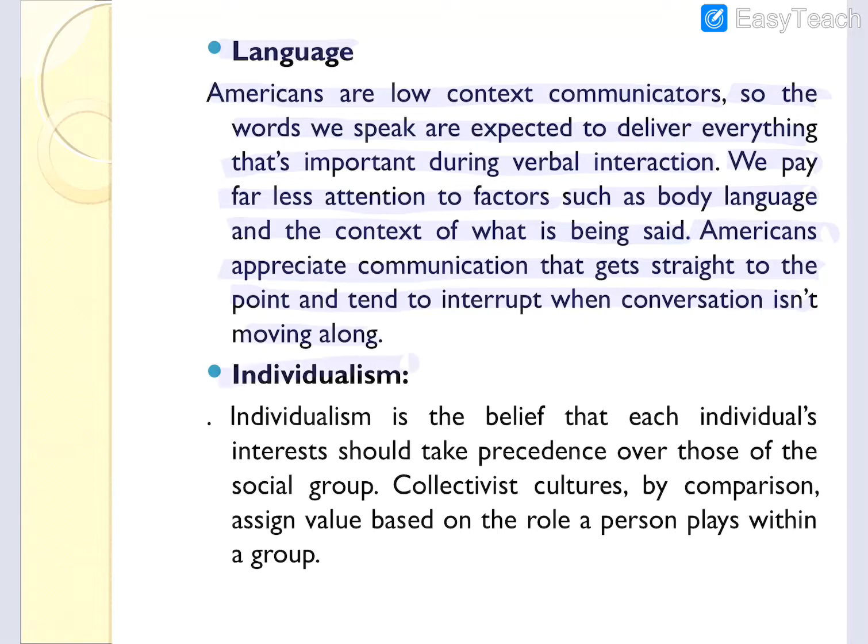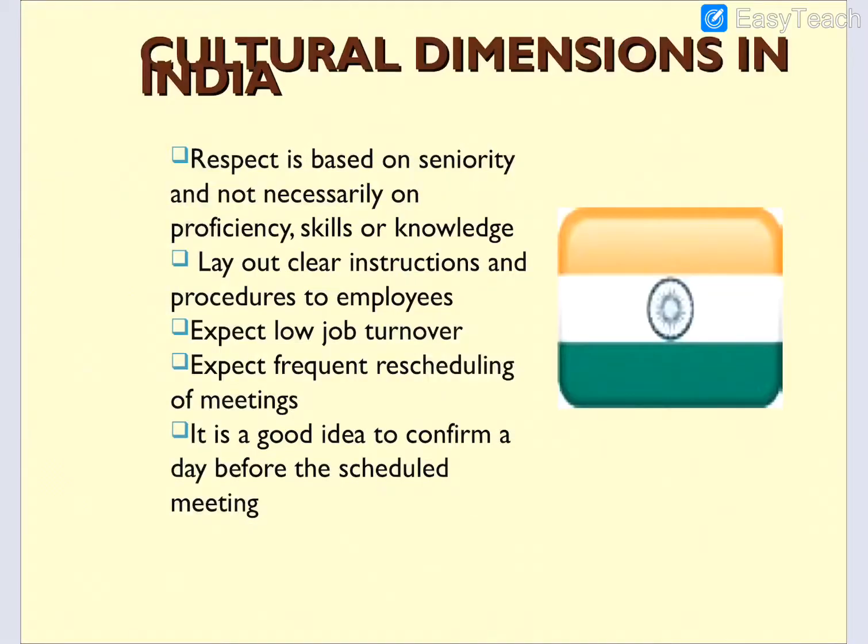So this is language. Then we have individualism. Individualism is the belief that each individual's interest should take precedence over those of social groups. Collectivist cultures, by comparison, assign value based on the role of a person placed within a group. So in America, they lean more toward individualism.